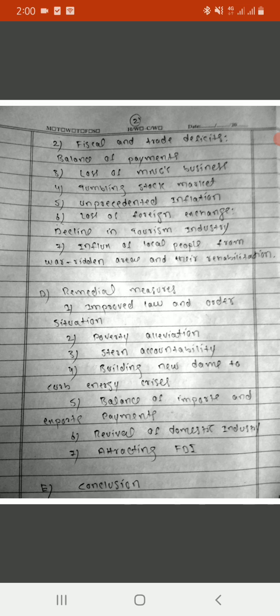Because of fiscal and trade deficit, we have lost our business. Because of loss of business, we have a tumbling, meaning plummeted, stock market, and because of this tumbling stock market we have inflation. Because of inflation we have a fall in foreign exchange reserves. So in this way you will have to bring coherence and cohesion in your essay. And an influx of local people from war-ridden areas needs rehabilitation, particularly from Afghanistan. We have more than 4 million refugees, and these refugees also bring economic problems in our country.